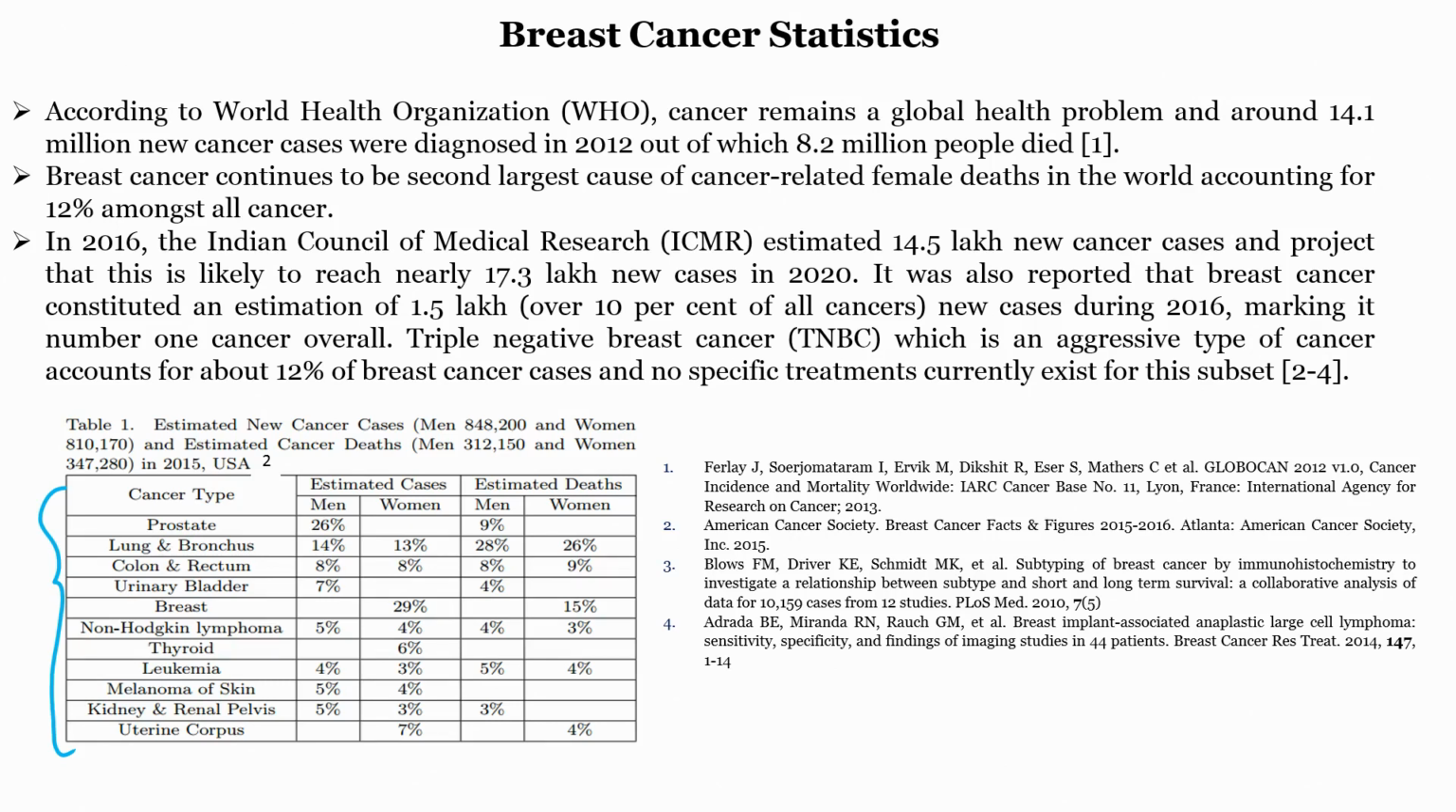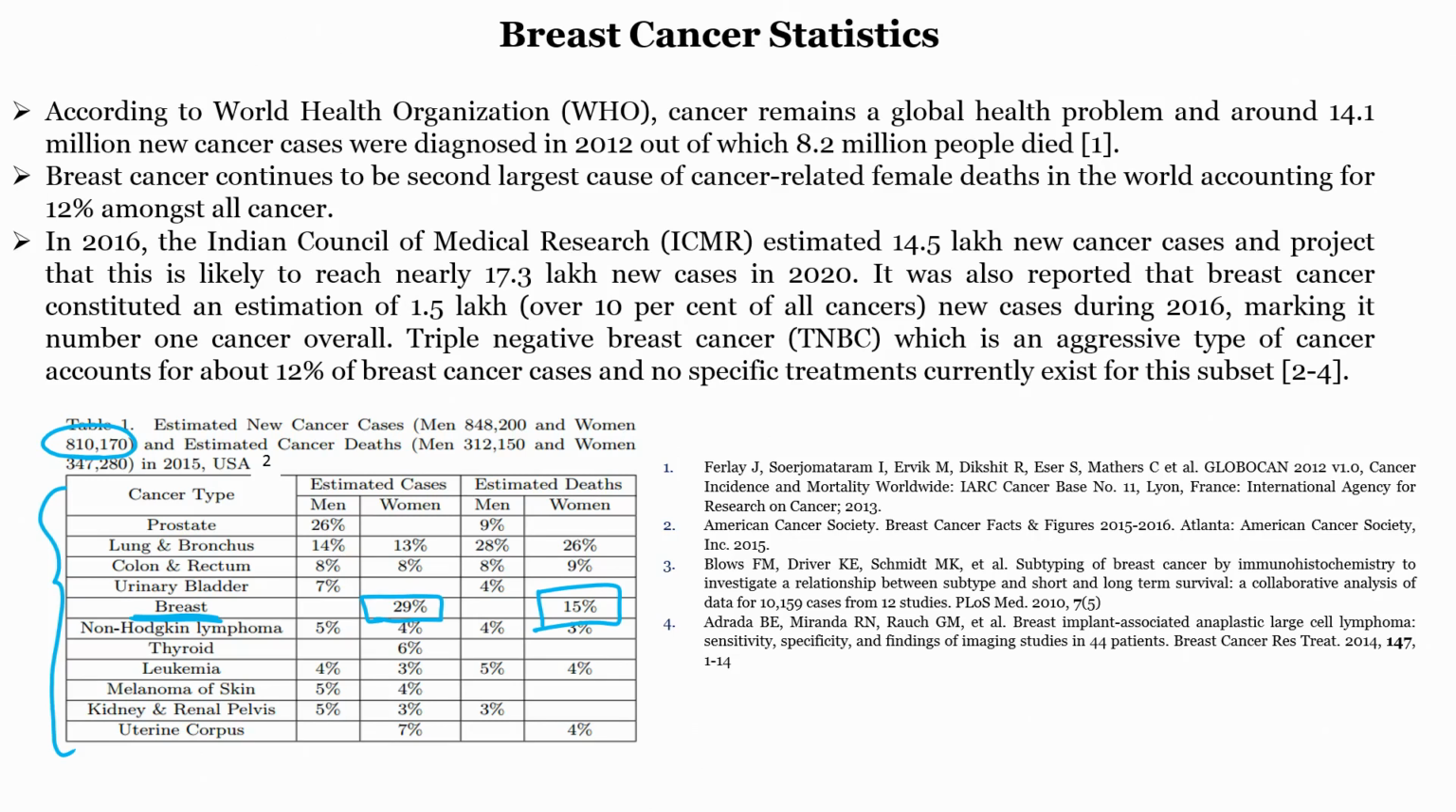So, several classes of cancer, amongst which when you talk about breast cancer, 29% of the women out of 8,10,170 identified are breast cancer cases, and about 15% of those will die. This is the estimated death as per the American Cancer Society.